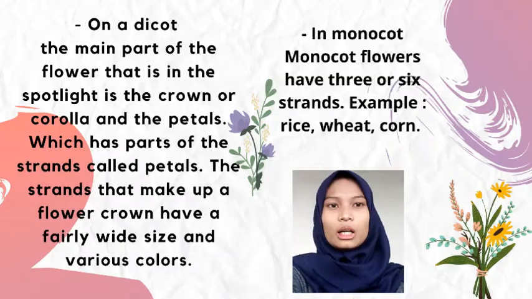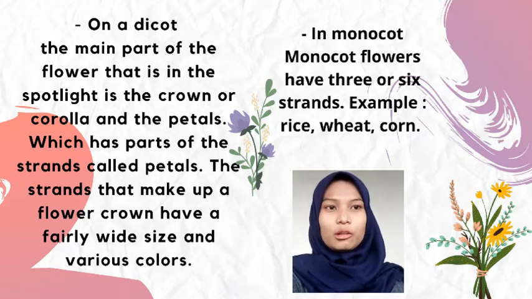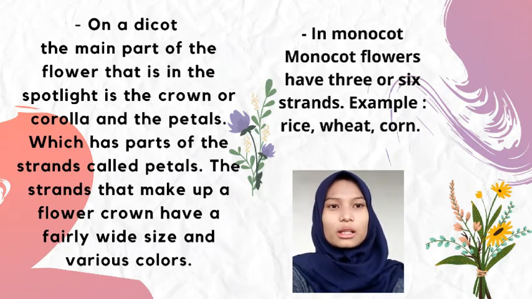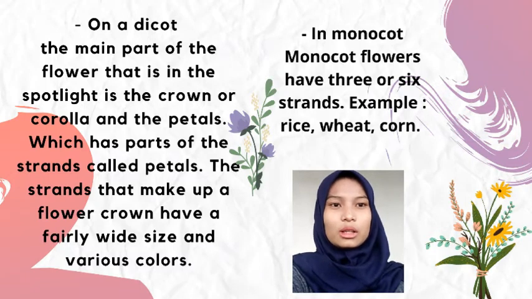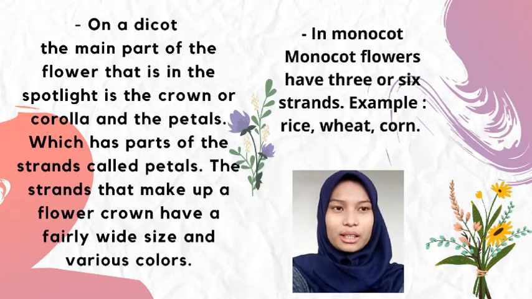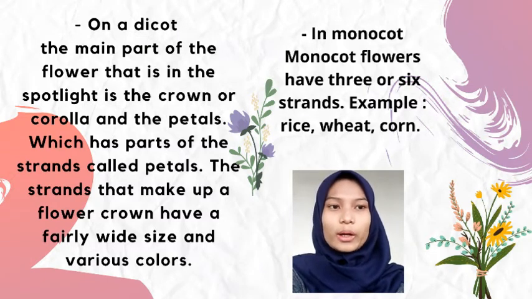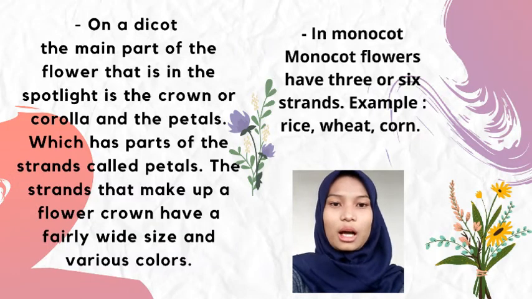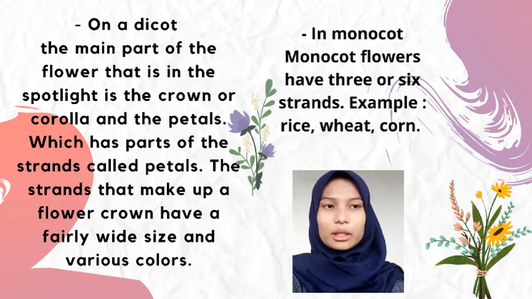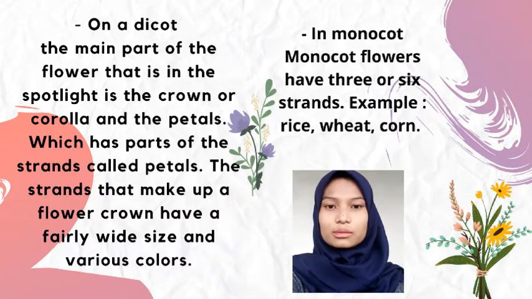Flower anatomy. On a flower, the main part that is in the spotlight is the crown or corolla and the petals, which has parts of the strands called petals. The strands that make up a flower crown have a white shade and vivid color. In monocot flower have 3 or 6 strands. Example, rice, wheat, and corn.